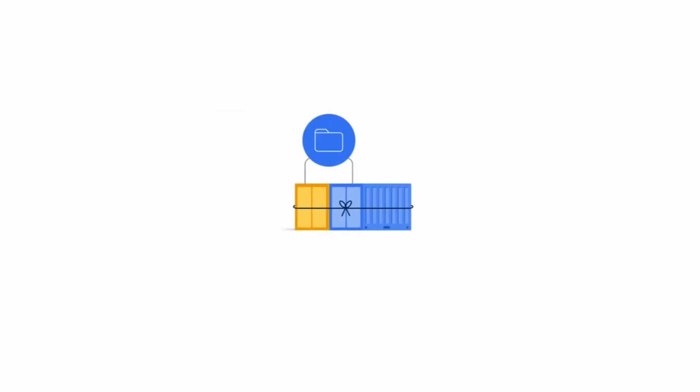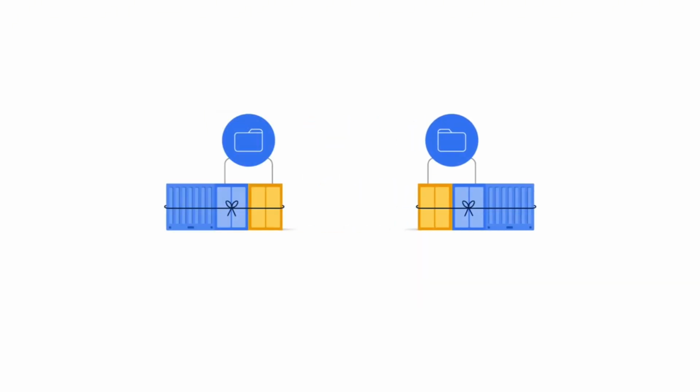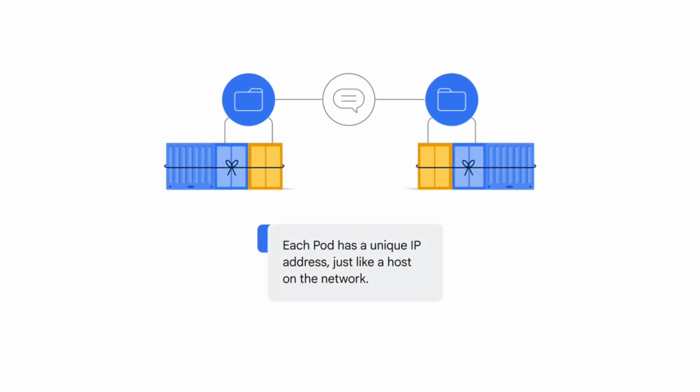This works well for a single pod, but workloads can run in multiple pods and can be composed of many different applications that need to talk to each other. So how do pods talk to other pods? Each pod has a unique IP address, just like a host on the network.